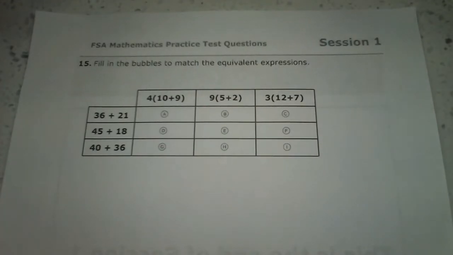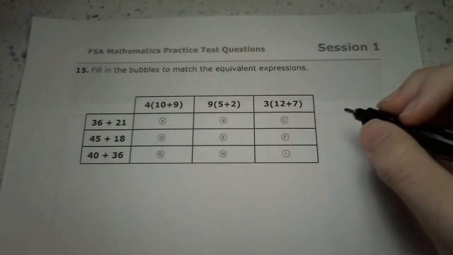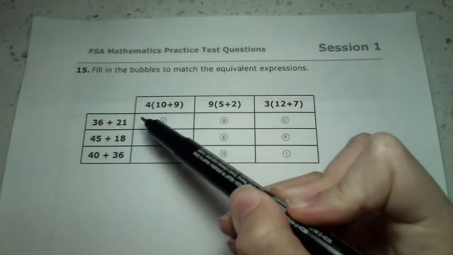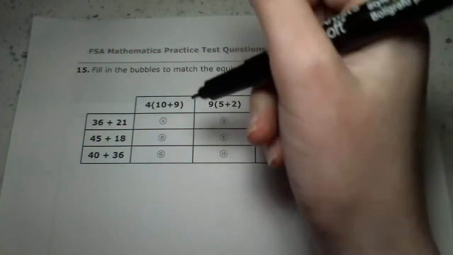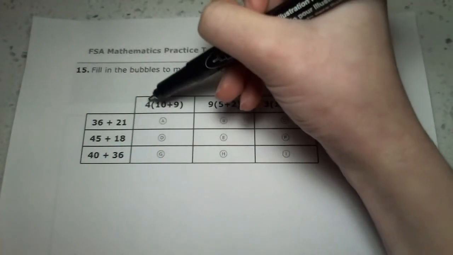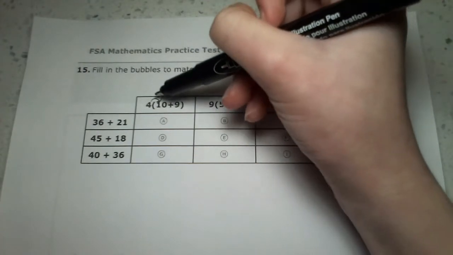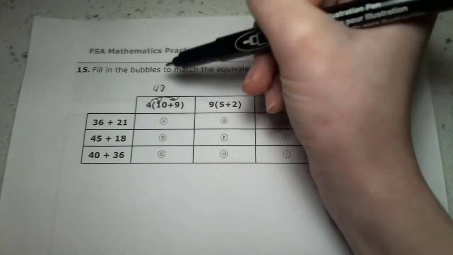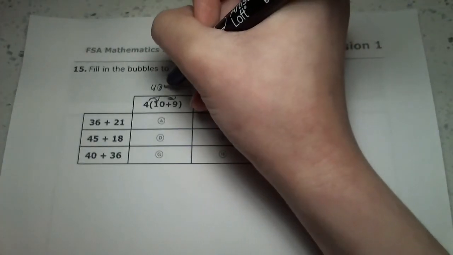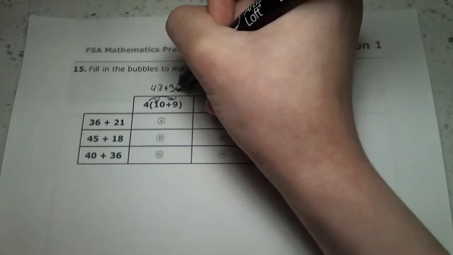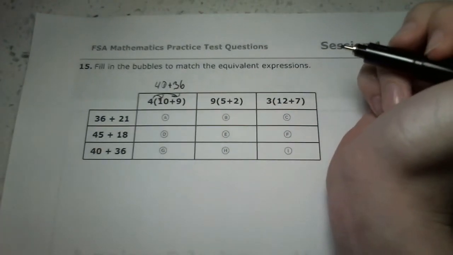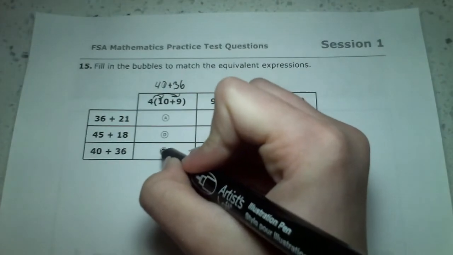Okay. So I'm going to be showing you how to do question 15. What this wants you to do is simplify this and then match it with which one it is. So let's start with this first one. It'd be 4 times 10 and then 4 times 9. That's 40, and then 4 times 9, 36. And that's it right here, so that would be the answer.